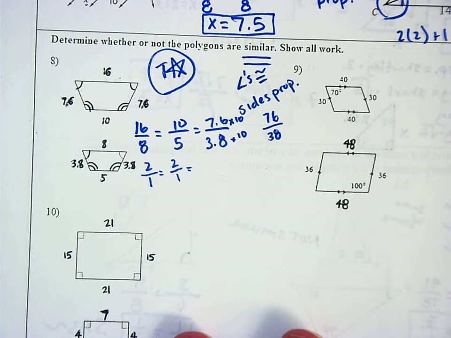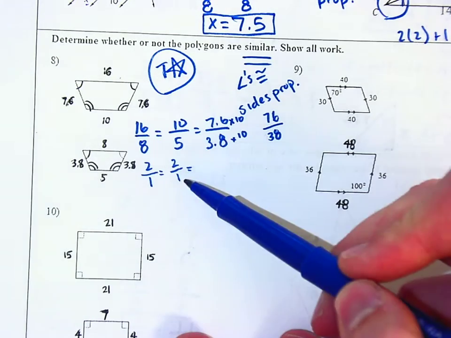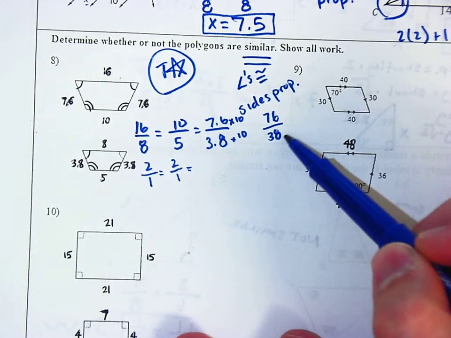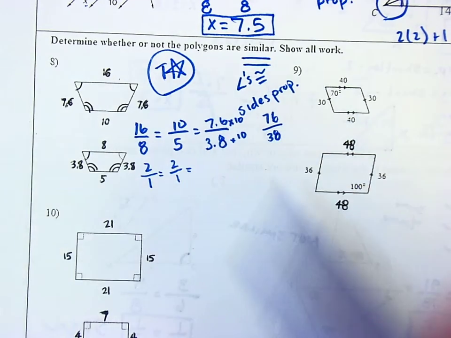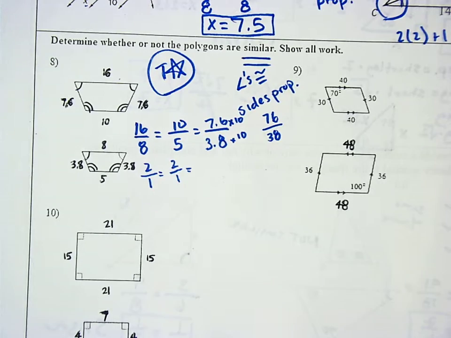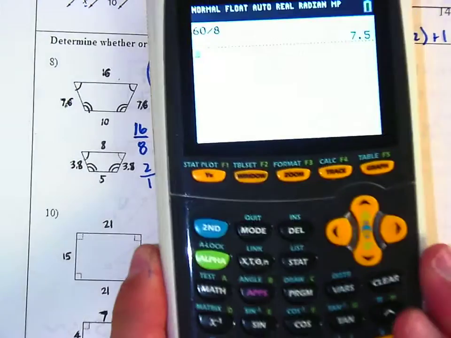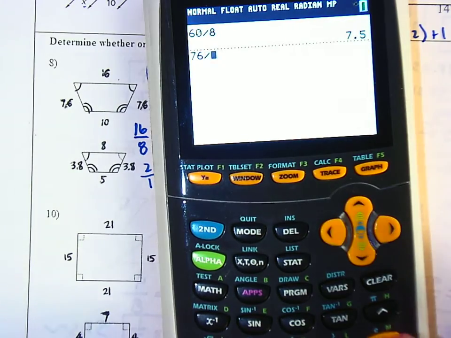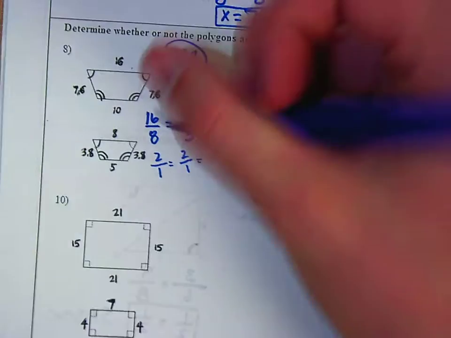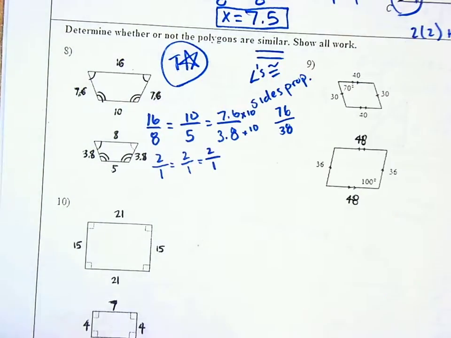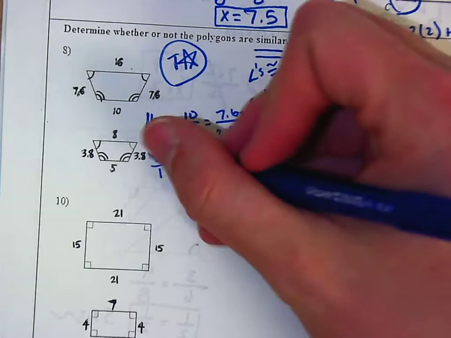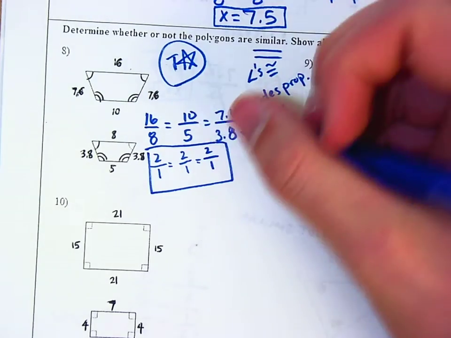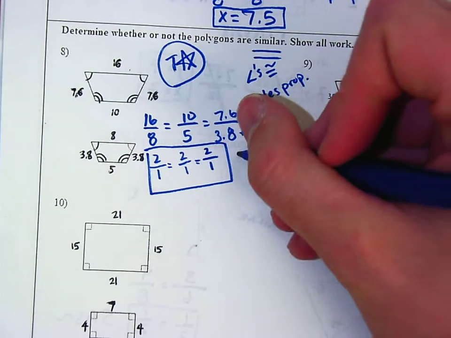And an easy way to check this would be to say, okay, well, I need this to be 2 over 1, so I need 38 to divide by 38, and I need 76 to divide by 38, and be 2. Well, 76 divided by 38 is 2. So we have 2 over 1. Since the sides are proportional, they are similar.